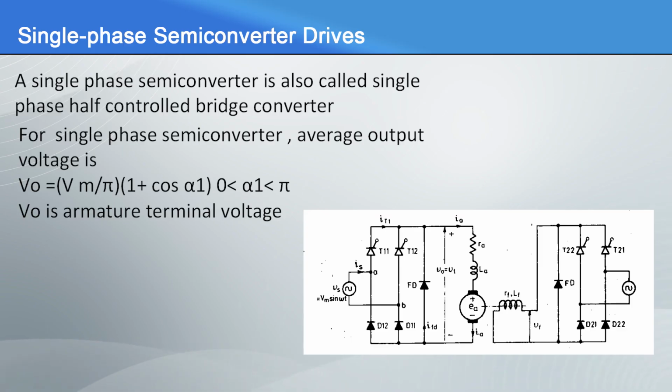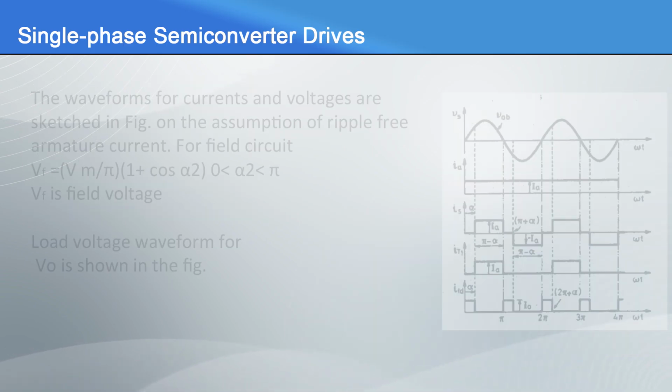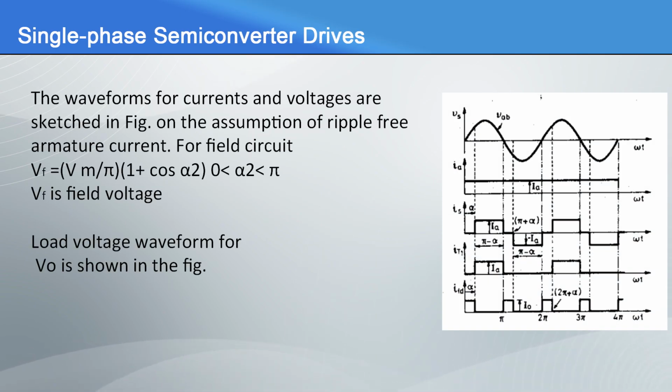For the single phase semi converter, the average output voltage V naught is equal to Vm upon pi times 1 plus cos alpha 1, where alpha 1 lies between 0 and pi. The waveforms of the current and voltage are shown in the figure on the assumption of ripple free armature current. For the field circuit, Vf is equal to Vm upon pi times 1 plus cos alpha 2, where alpha 2 lies between 0 and pi, and Vf is the field voltage.